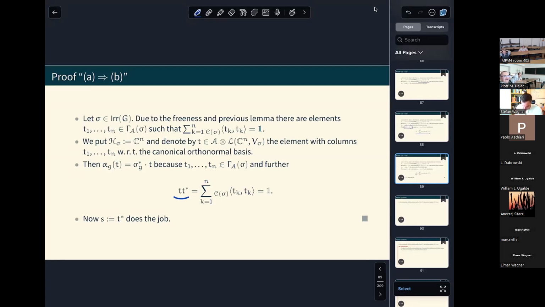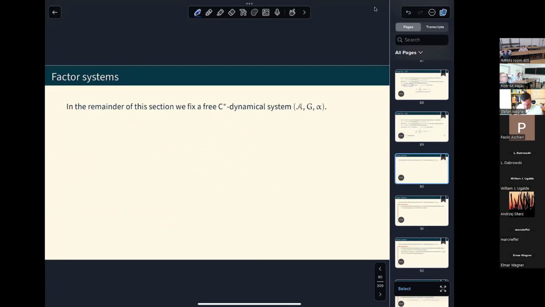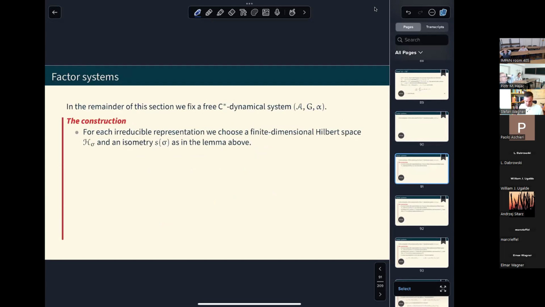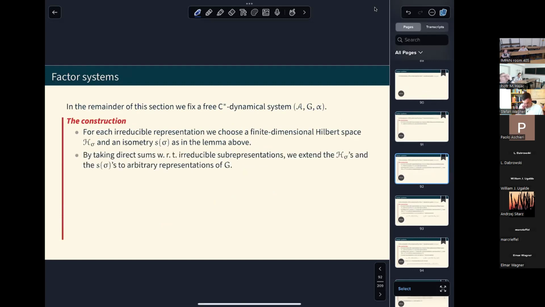All right. Anyways, so this was the proof. And so now I would like to tell you about the factor system. So we fix a free C-star dynamical system. And for each irreducible representation, we choose a Hilbert space, H sigma, and such an isometry S sigma as before. Then by taking direct sums with respect to irreducible subrepresentations, you can extend the H sigmas and the S sigmas to arbitrary representations of G. By arbitrary, I still mean finite dimensional representations.